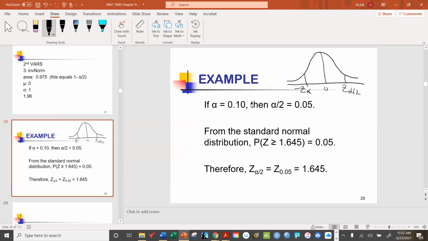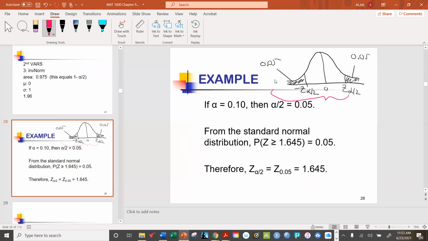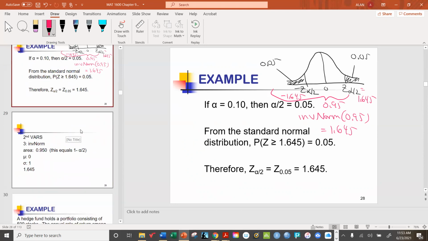That implies that 5% is in either tail, so that means that the area below this first z-score is 0.95. And if you type in INV norm 0.95, you'll get 1.645. So that means this z-score is 1.645. This one is negative 1.645. Okay, and I got this by using the INV norm.